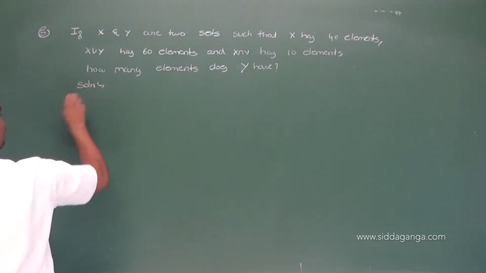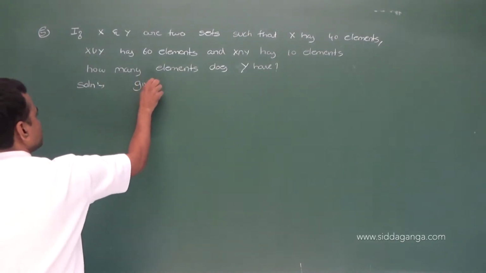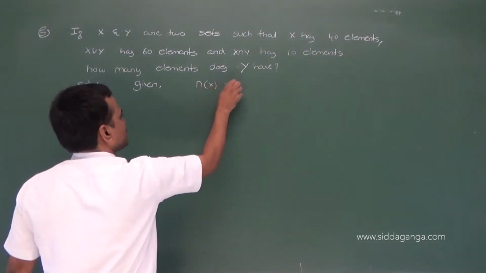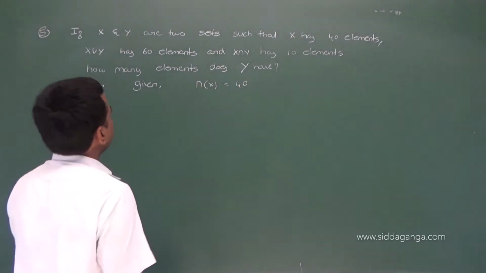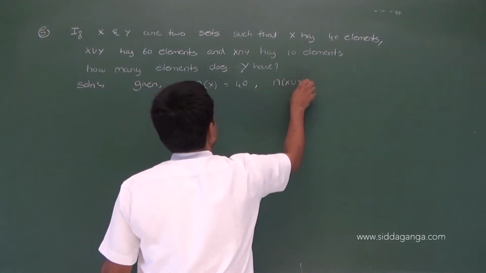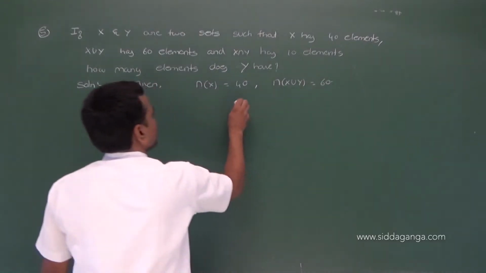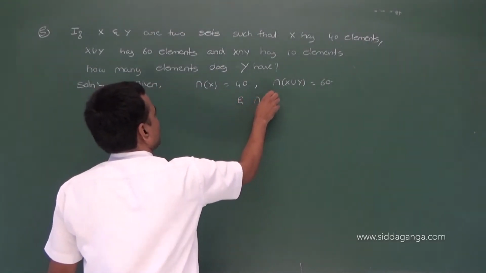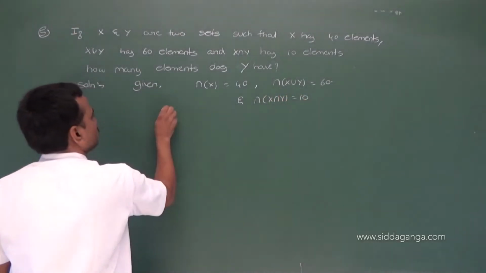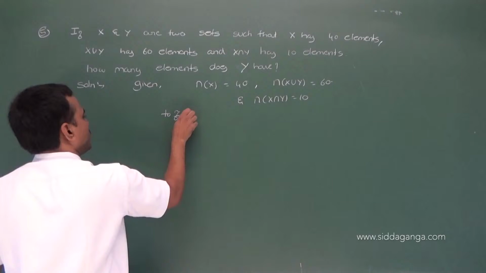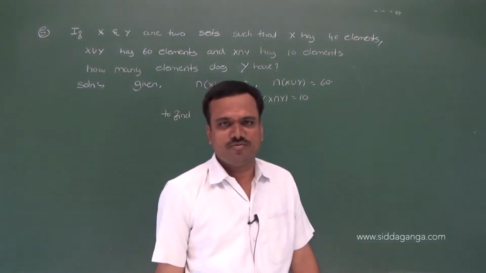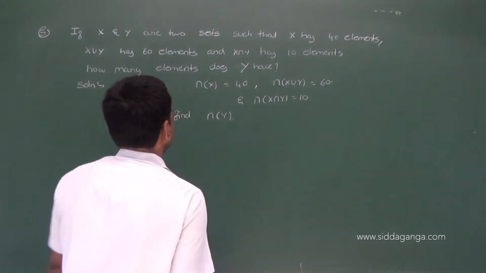Solution. Given: n of X, the total number of elements present in the set X, is 40, correct? N of X union Y is how much? 60. And n of X intersection Y is 10. To find, what do you have to find? N of Y, correct? You also solve the same problem.